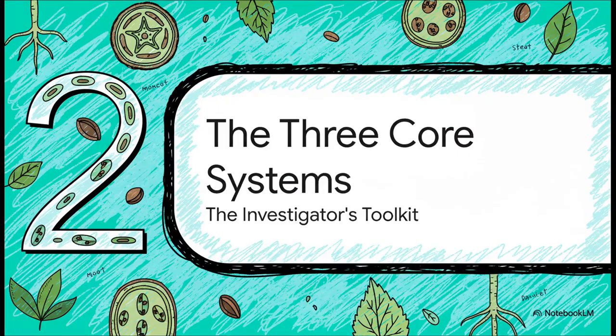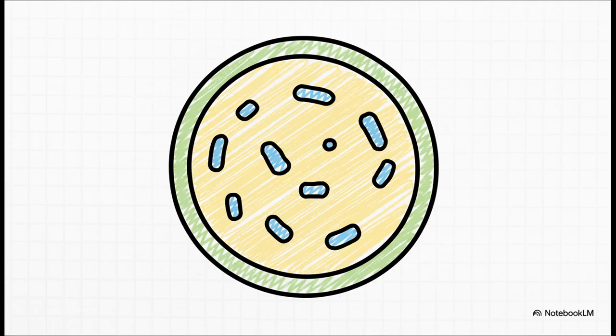So if we're going to compare our two main suspects here, monocots and dicots, we need the right set of tools. And for a plant detective, that toolkit is made up of 3 core tissue systems. And the cool thing is, every single flowering plant has them. And honestly, it's pretty simple when you break it down. Think of it like this.